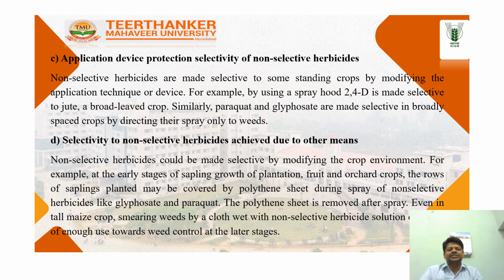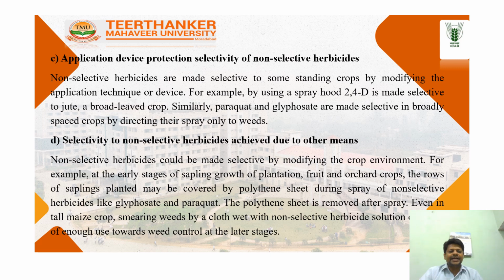Application device protection selectivity of the non-selective herbicide. Non-selective herbicides are made selective to some extent for the crop by modifying the application technique or device. For example, by using a sprayer hood, selectivity is made for jute, a broadleaf crop. Similarly, paraquat and glyphosate are made selective in broadleaf crops by directing their spray only to weeds. Selectivity of non-selective herbicide can be achieved by other means. Non-selective herbicide could be made selective by modifying the crop environment.